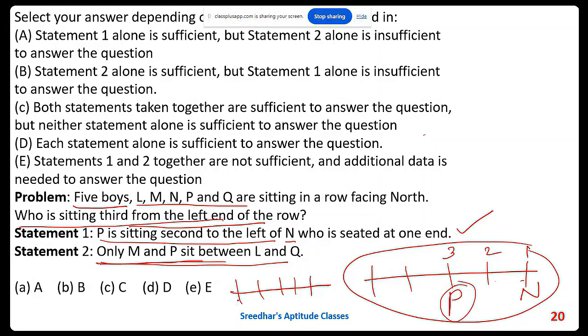So there are a lot of possibilities. If I take L here, Q here, MP here or PM here, right? Then who is third from the left? One, two, three. It can be M, R, P, and there are other possibilities also. So I don't think the second statement will give you the answer. So answer one alone is sufficient to answer. So option A.